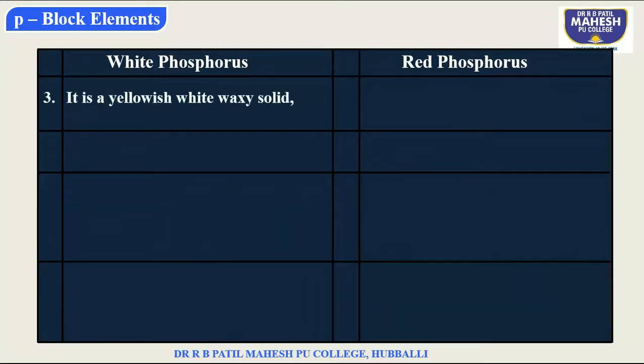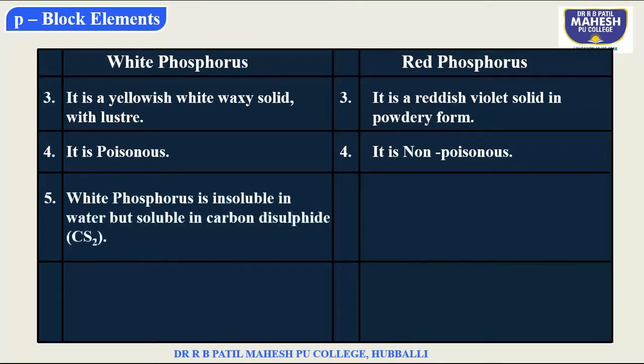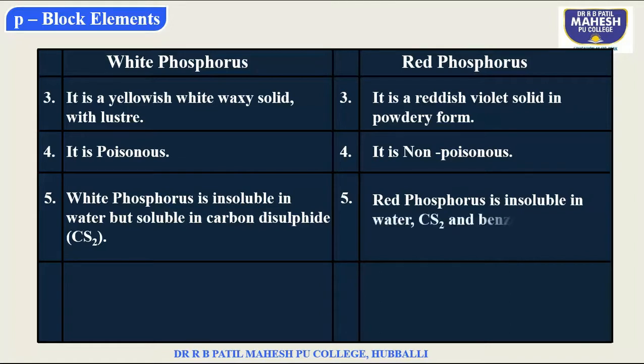White phosphorus is a yellowish white waxy solid, and it has a tendency to show luster. Red phosphorus is a reddish violet colored solid in powdered form. White phosphorus is highly poisonous in nature, whereas red phosphorus is non-poisonous. White phosphorus is insoluble in water but soluble in carbon disulfide, whereas red phosphorus is insoluble in both water and carbon disulfide, but soluble in nitric acid.